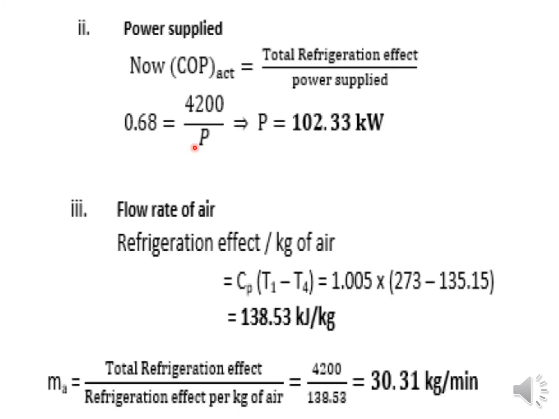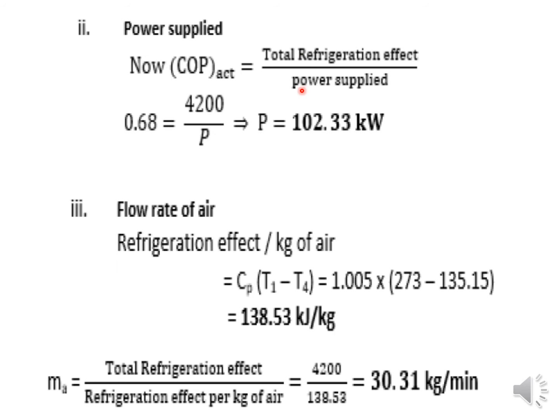Power required. How to calculate power required? Already we have seen in the first problem. Actual COP formula. You should have the theoretical COP formula, what is it? T4 divided by T3 minus T4. But actual COP is what? Total refrigeration effect divided by power supplied.